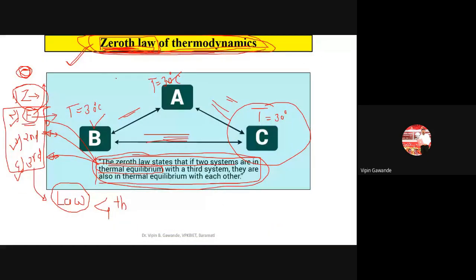After that, we saw the zeroth law of thermodynamics. This is very important. Suppose there are two systems, B and C. If these two systems are in thermal equilibrium with the third system A, that means if the temperature of B is equal to the temperature of A, and the temperature of C is equal to the temperature of A, then the temperature of B and C are equal. That is given here.